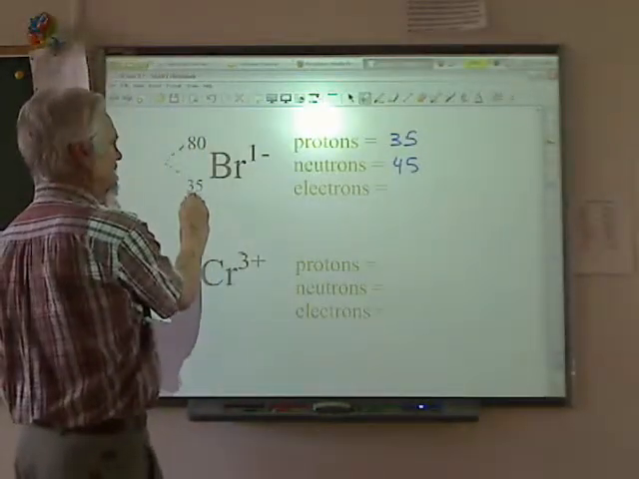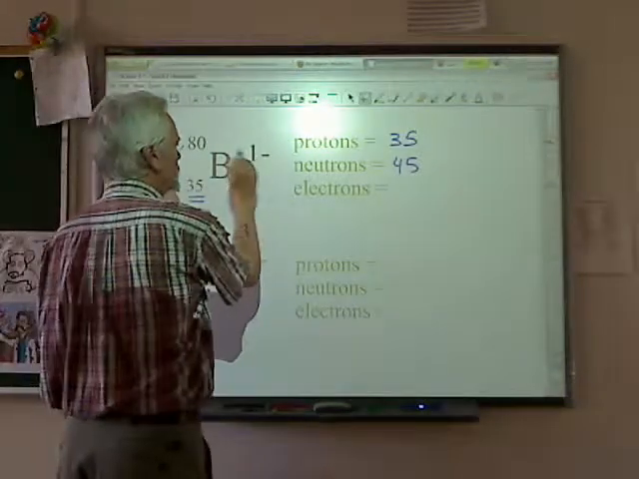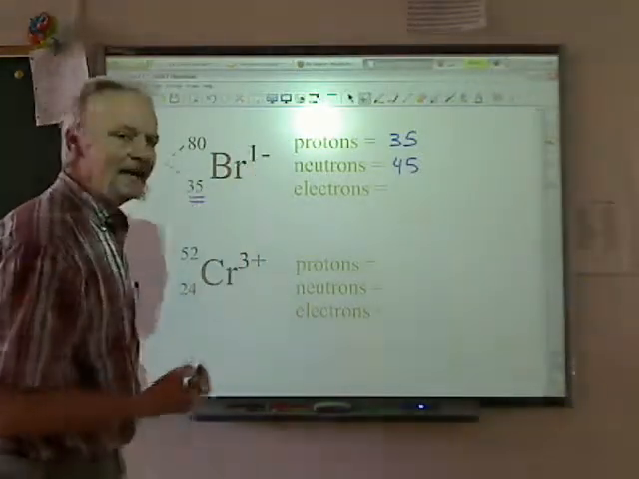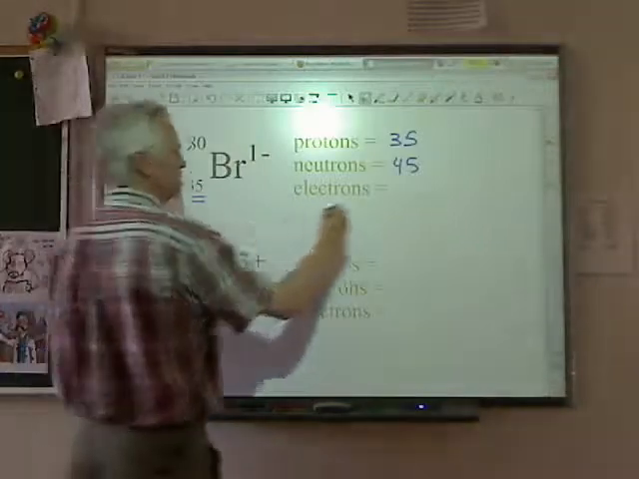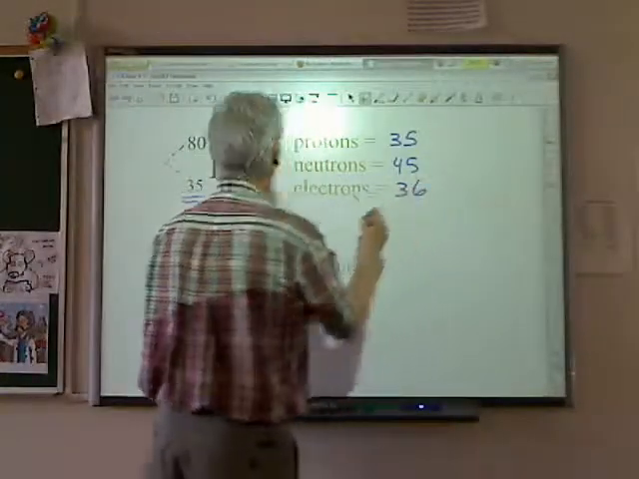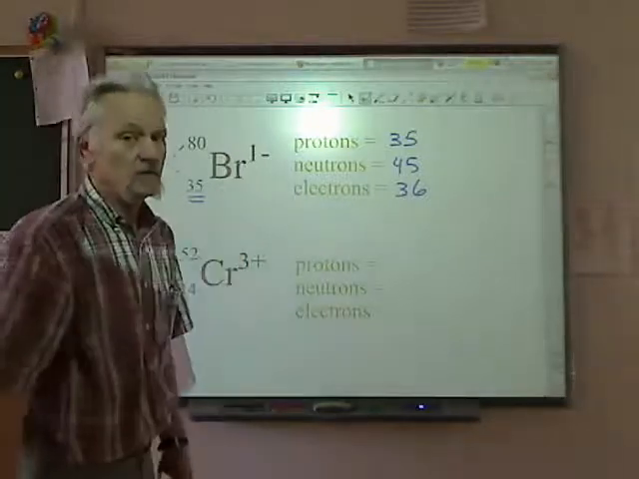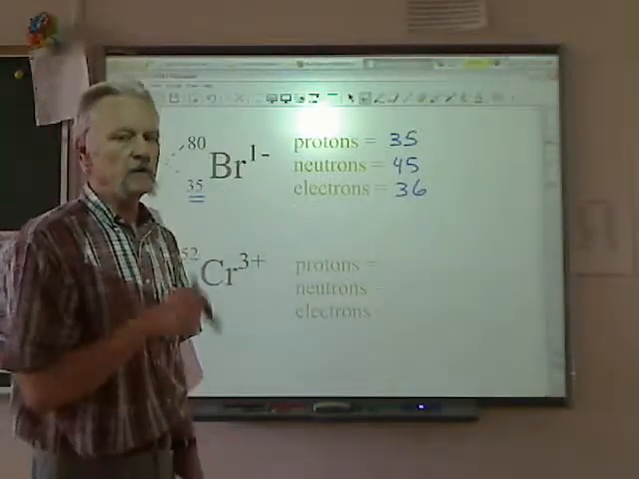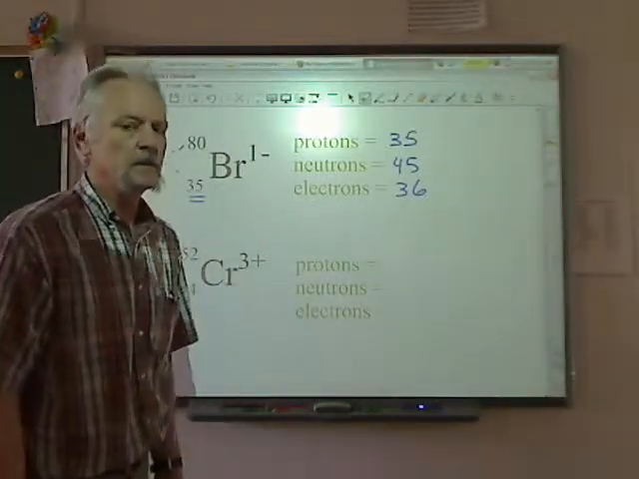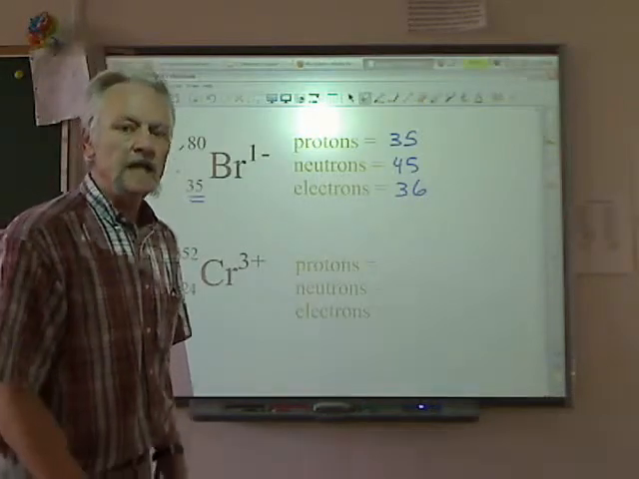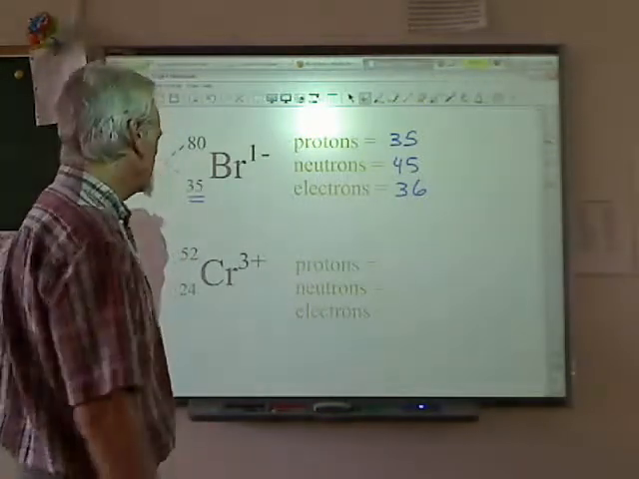And notice that in this case, because the charge is 1 minus, there's got to be an extra electron. So there must be 36 electrons and 35 protons, which gives us then this charge. And we'll discover that those nonmetals over there in the upper right-hand side of the periodic table very often do gain electrons to become ions.